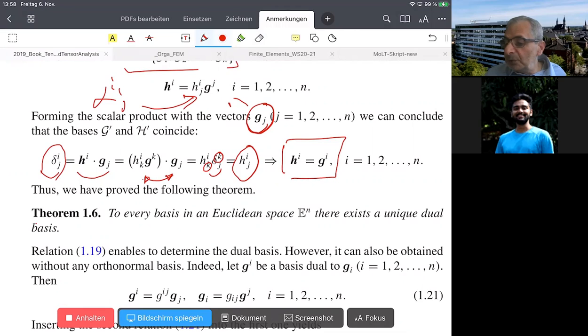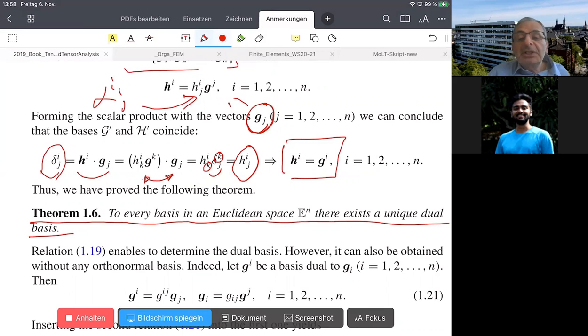We proved the important theorem: to every basis in Euclidean space there exists a unique dual basis. Very important, because, like with the orthonormal base, if we have a basis, we can always construct a unique dual basis, right? You can ask me, what about an orthonormal basis? If you construct the dual basis to the orthonormal basis, could you write me some ideas? What do you think? What happens then?